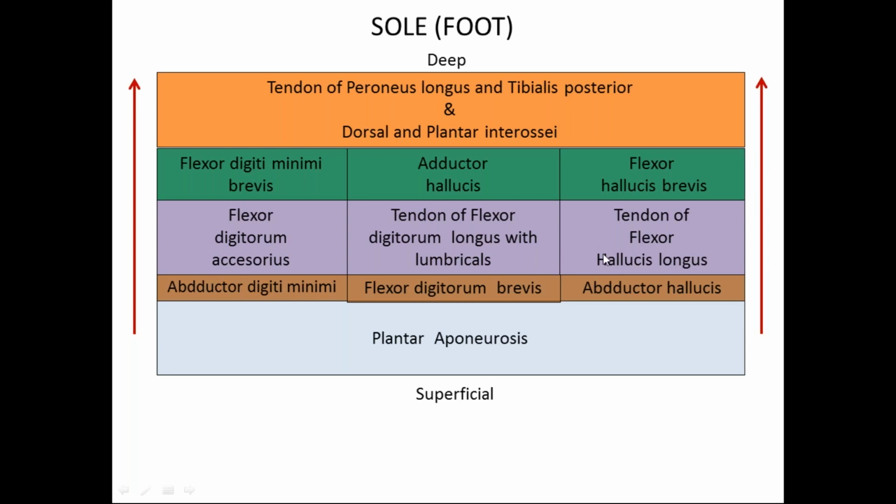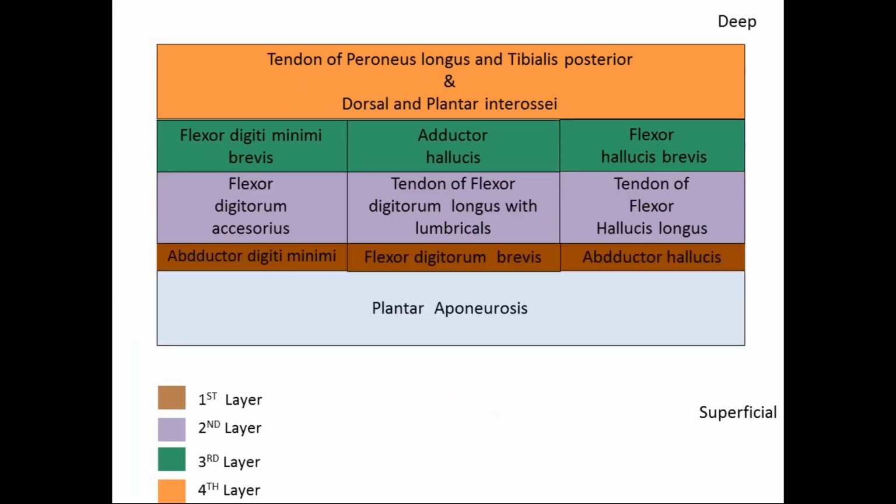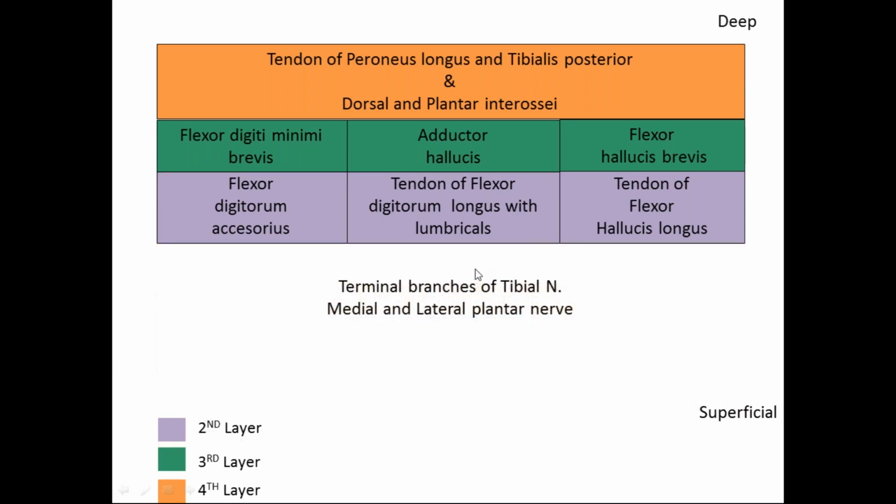So if we are going to dissect the sole, there are four layers. If we dissect the first layer, which is formed by the two abductors and the flexor digitorum brevis, and remove it along with the plantar aponeurosis, we would be able to see the terminal branches of the tibial nerve, the medial and lateral plantar nerves.